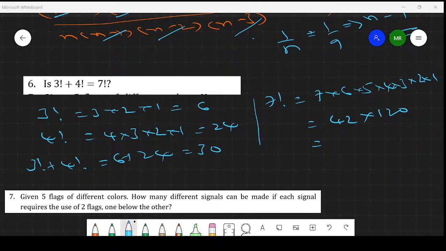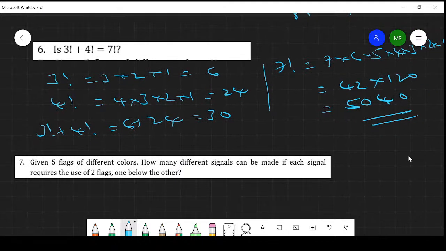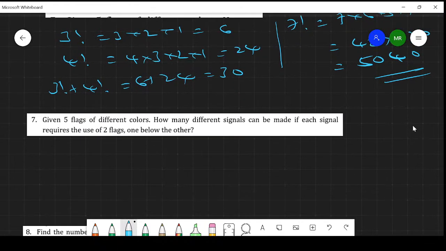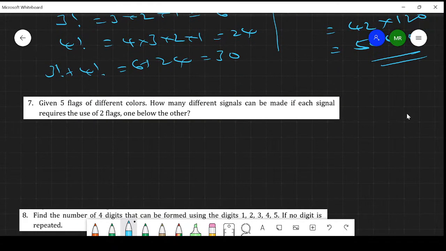Any one of you? Is it right? 5040. Perfect. Yeah, Mary. Perfect, Mary. 5040. Answer. Perfect. Good. 5040. Good. Please solve along with me. Good. 5040. Now given 7th one.